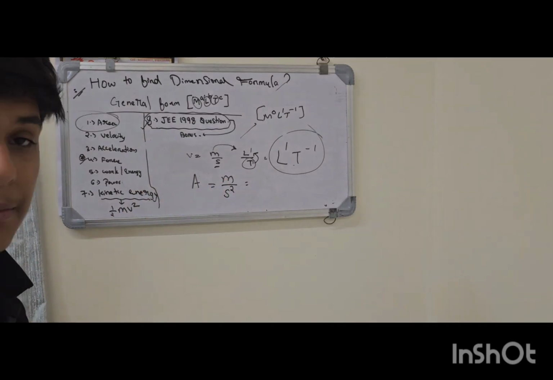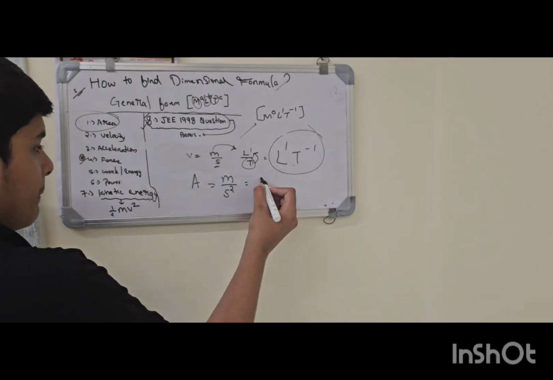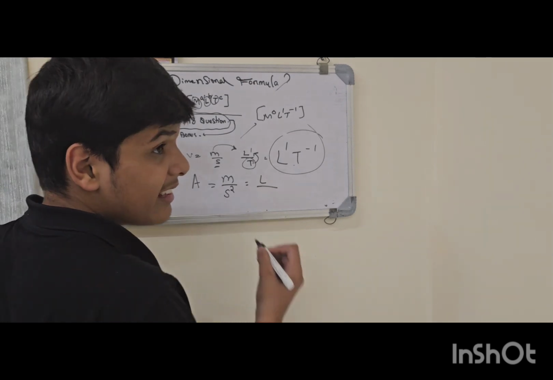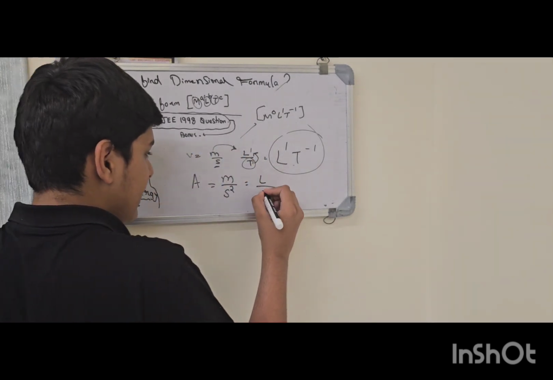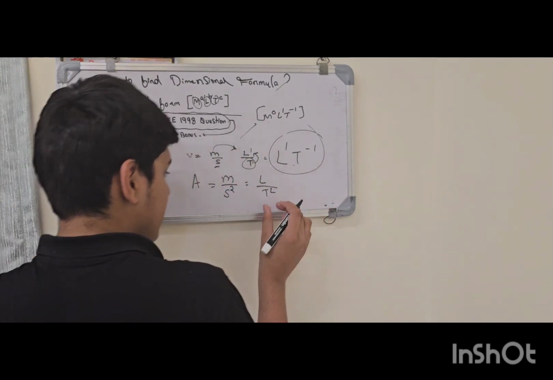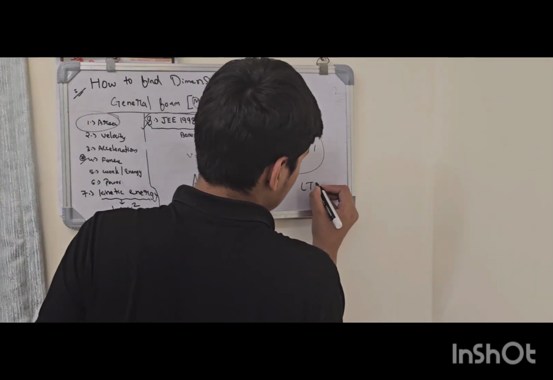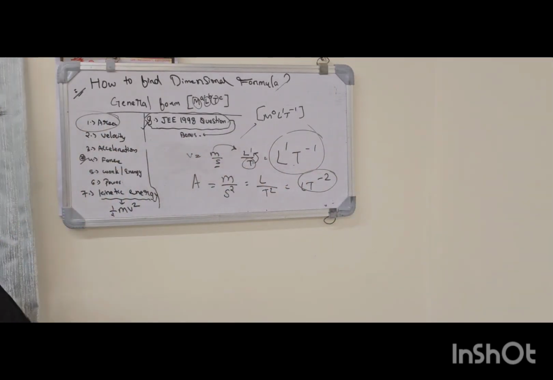Acceleration is equal to meter per second square. Okay, so meter is what? Meter is L. Second means t, so t square. So when this t square will go up, this will become what? LT^-2. Simple. This is the dimension formula.